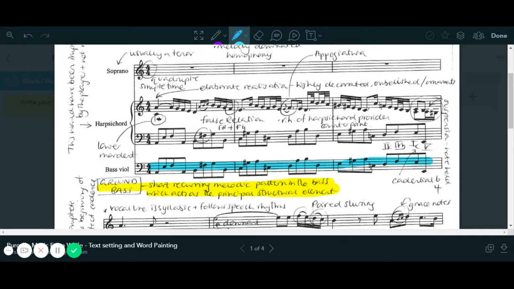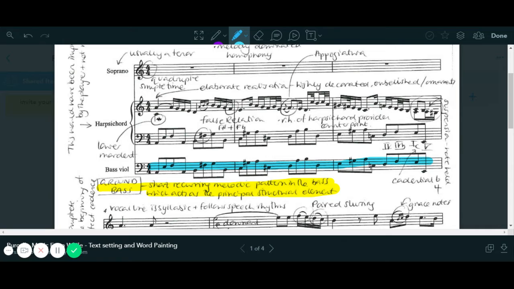This was a common device in the Baroque period. Purcell used it a lot. He's regarded as a bit of a master of it. He used it quite extensively. And he's particularly well known for the one he used in Dido's Lament from his opera Dido and Aeneas, again in your wider listening section.